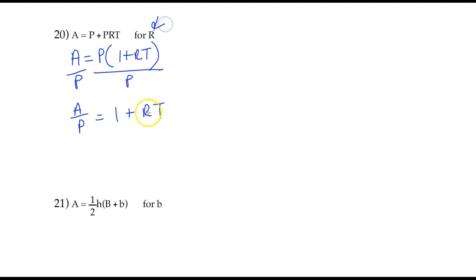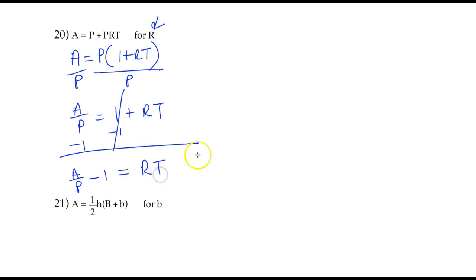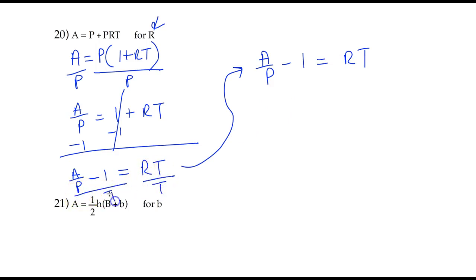Remember that we're trying to solve for R, so we need this term but don't need this one. So we could subtract both sides by 1. Again, A divided by P and minus 1 are unlike terms, so all that I can do is rewrite it like this. I have RT, and then here, to get R by itself, I would divide both sides by T, so that that could reduce to 1. So if I did that, that would look like this.